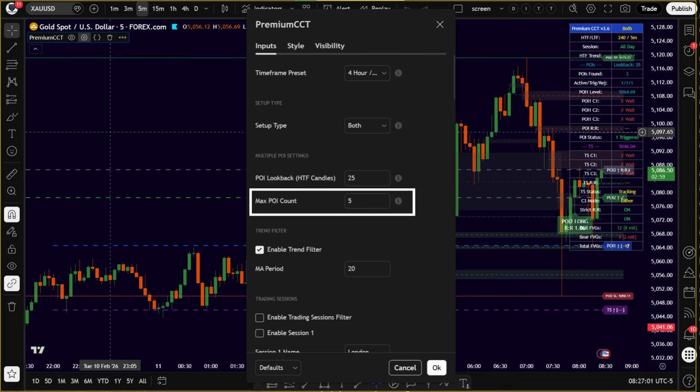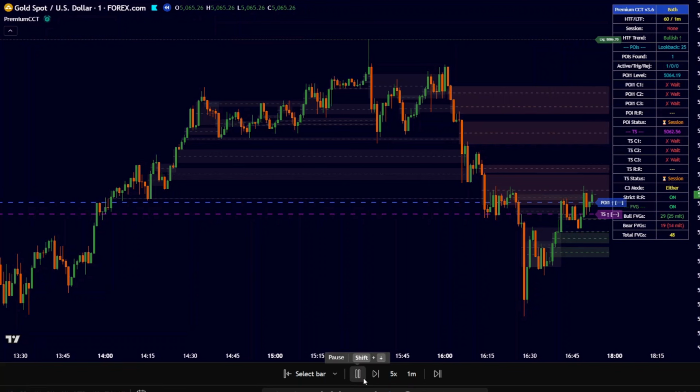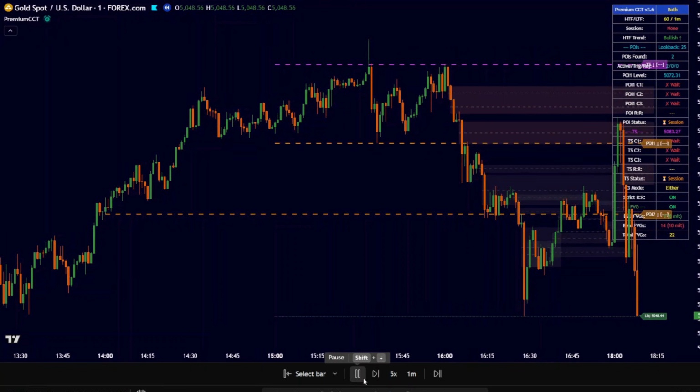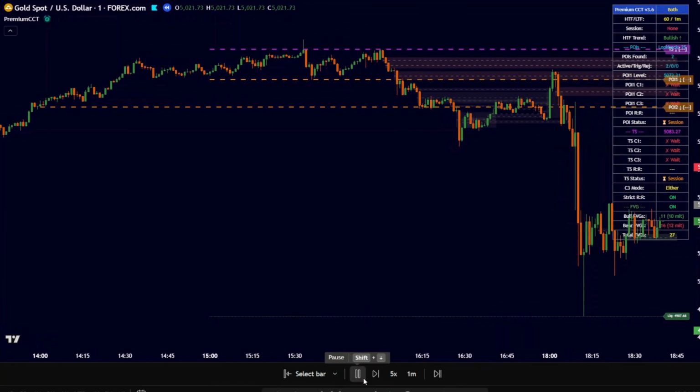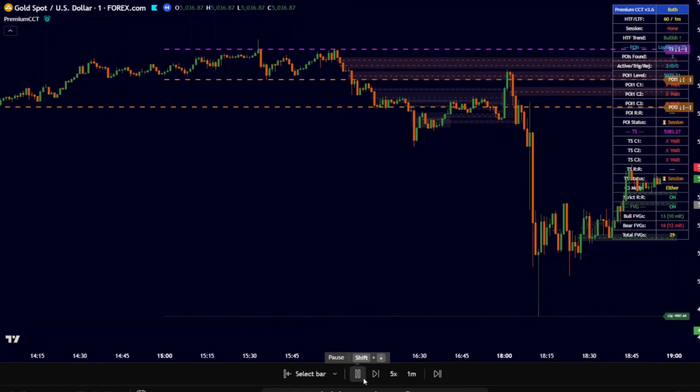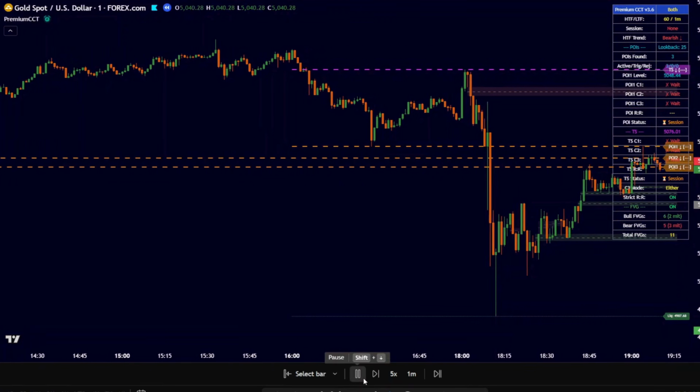The indicator automatically finds all valid POI levels for you. For bullish setups, it scans back through higher time frame history, finds highs that were broken by the setup candle, then verifies they haven't been touched by subsequent higher time frame highs.